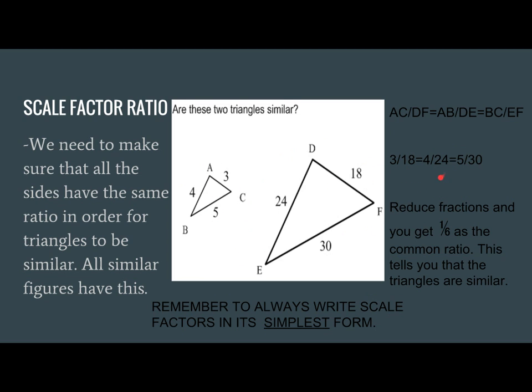So if we set them all equal to each other, the scale factor ratio should be 1/6. So you reduce the fractions and you get 1/6 as the common ratio, or otherwise the scale factor ratio. This tells you that the triangles are similar. Remember to always write scale factors in simplest form.